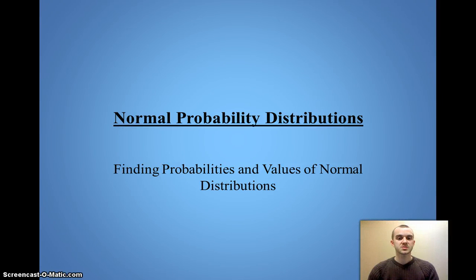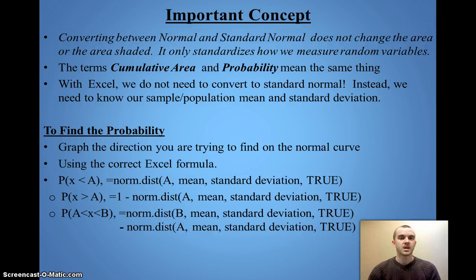In this video, we're going to explore finding probabilities and values in a normal distribution. First, whenever we talk about the normal and standard normal distributions, we're not changing the area or the area shaded. Those are actually going to be the same if I overlapped both the graphs. What's changing are the values. We're standardizing when we go to standard normal so that the mean is 0 and the standard deviation is 1. But how the graphs themselves look will be exactly the same.